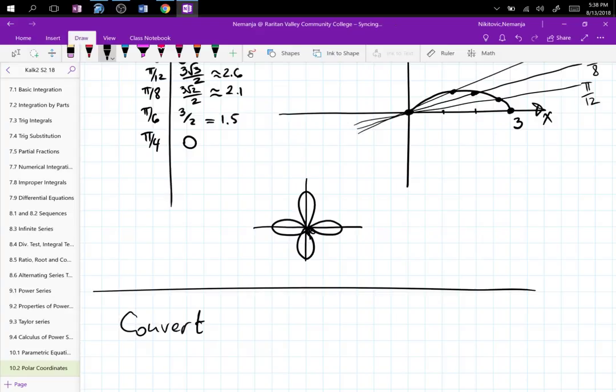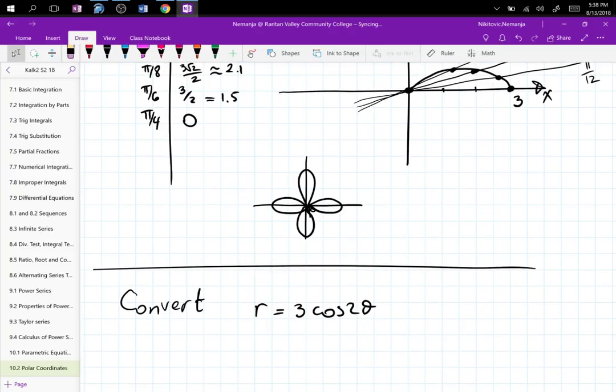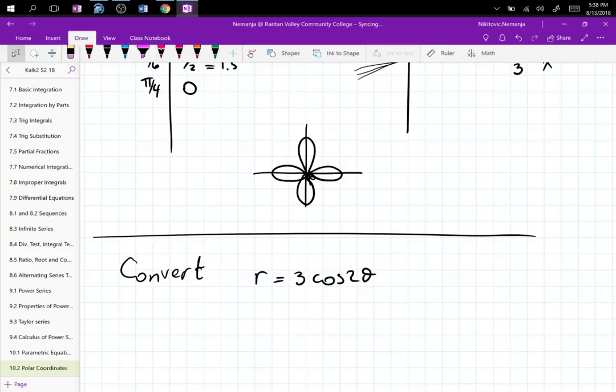Convert r equals 3 cosine 2 theta. All right, let's see. Well, cosine of 2 theta can be represented by use of trig identities as cosine squared theta minus sine squared theta.